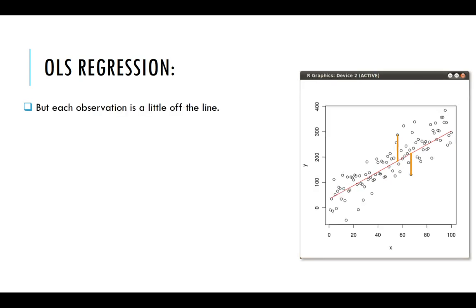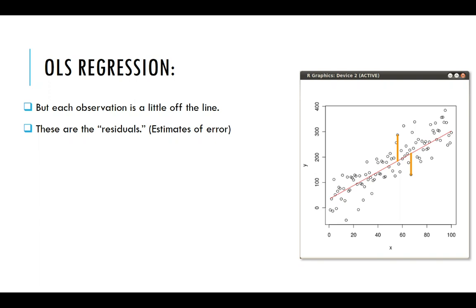Well, we notice here that each observation is just a little off the line, right? There are very few observations that literally sit right on the line. Each observation is a little above, a little below. And these are the residuals. It's our estimates of the error.